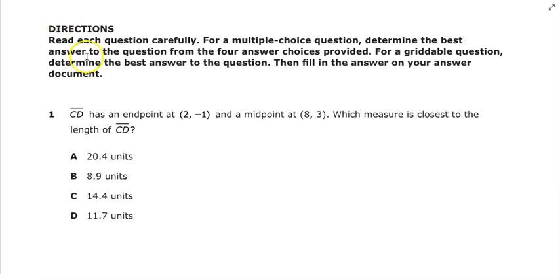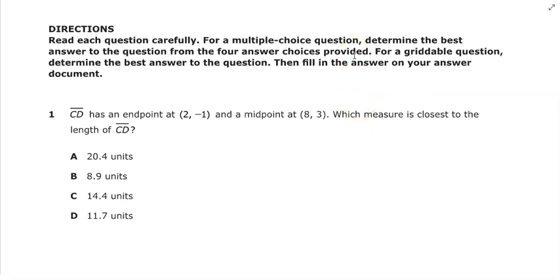Let's go ahead and jump right in on question one. Segment CD has an endpoint at (2, -1) and a midpoint at (8, 3). Which measure is closest to the length of CD? This is an interesting question because it gives us a segment endpoint and a midpoint, but asks us the length of the whole segment, not knowing the other endpoint.